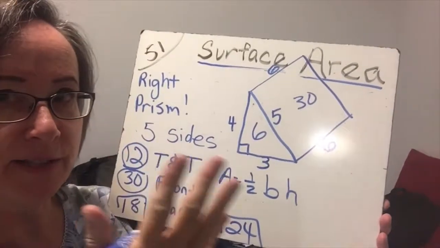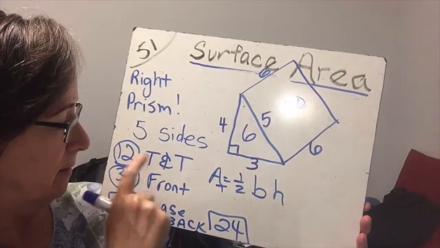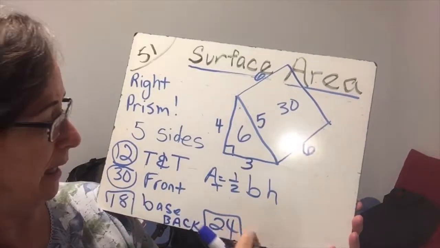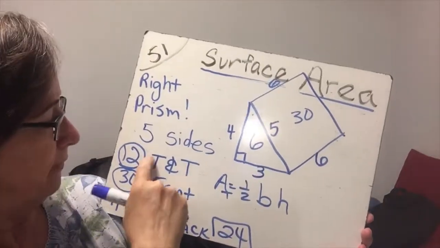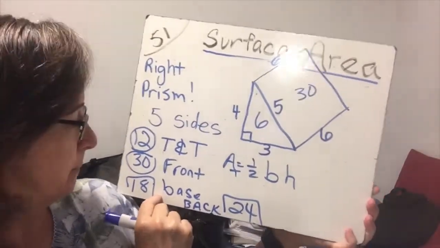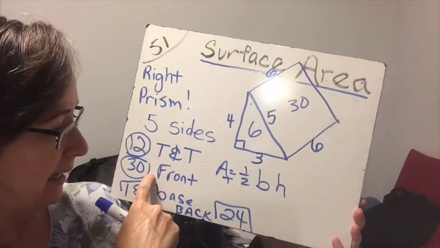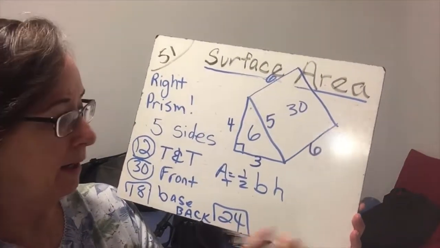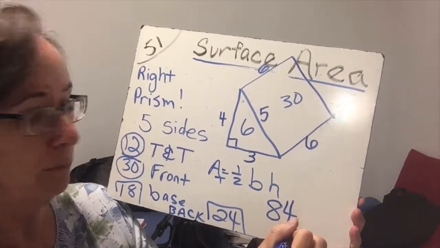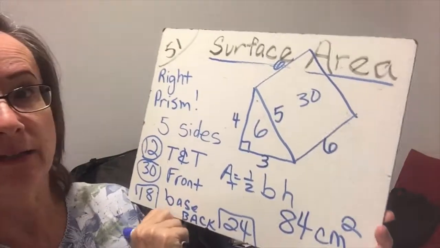So to find the 5 sides, the total surface area, we have to add the 2 that were the triangles, and the front, and the base, and the back. We add all those together. And 12 and 18 are very easy to add because they both go to a 10 in the ones place. So that's going to be a 30, plus another 30 is 60, plus a 24 is 84, and that's going to be square, what did we say, centimeters? Centimeters squared. And that is the correct answer.